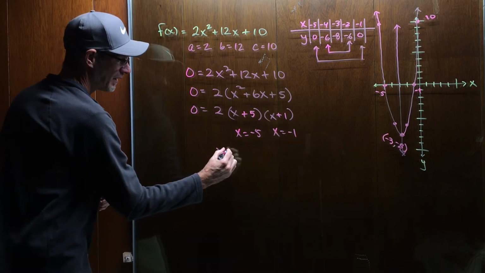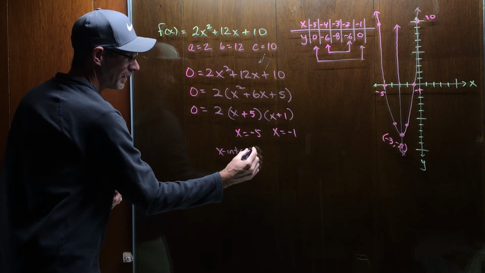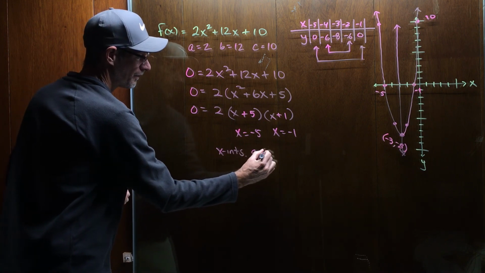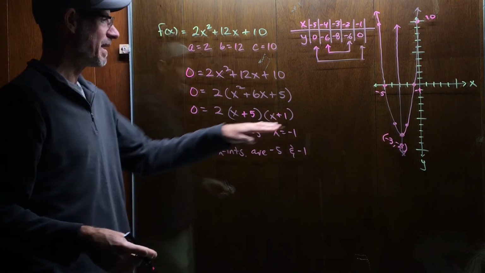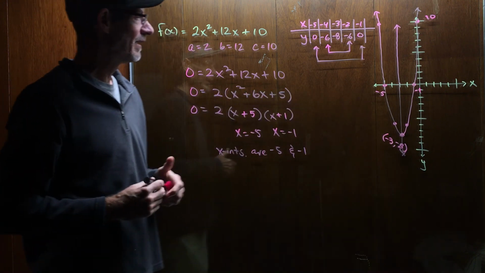So my x-intercepts are -5 and -1, which matches exactly what I have on my graph.